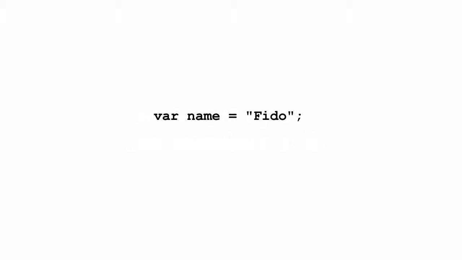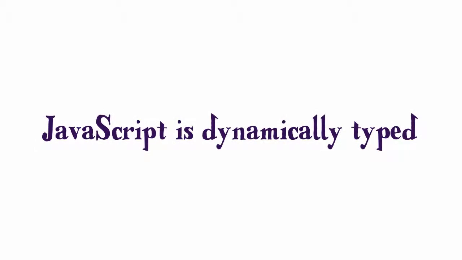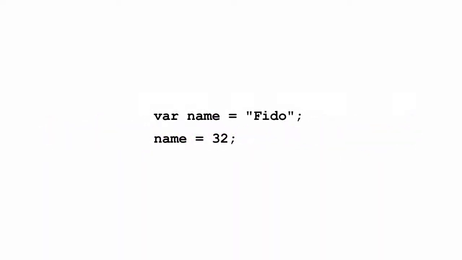Now, there's another way that JavaScript is flexible, and that's how it treats the type of variables. JavaScript doesn't care about the type of a variable in the sense that if I have a variable, say name, and I set its value to the string Fido, I can turn around in the next statement and reassign name to a number if I want. That means that JavaScript is what we call dynamically typed. It means that I can reassign a variable to another value, even if it's another type.